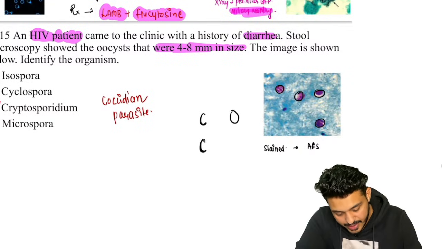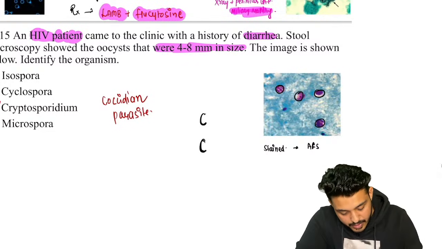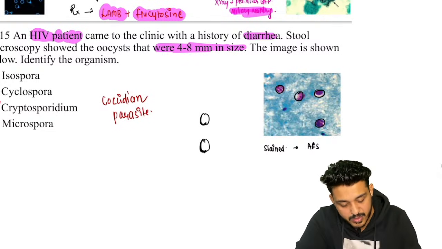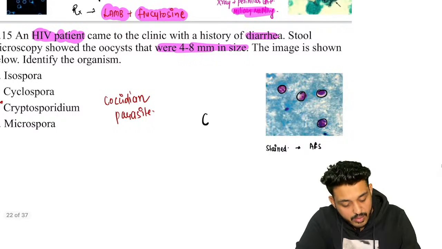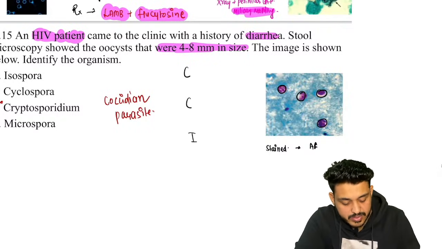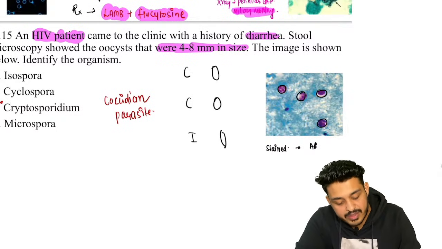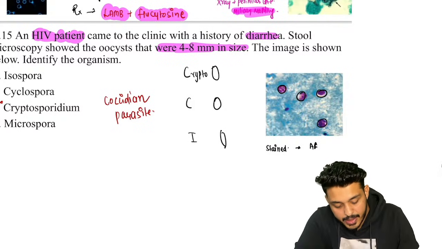They look round. Cryptosporidium and cyclospora are going to be round. You can make a round out of it. So cryptosporidium and cyclospora are round, whereas isospora is going to be what? Elongated, right? So these two are round.